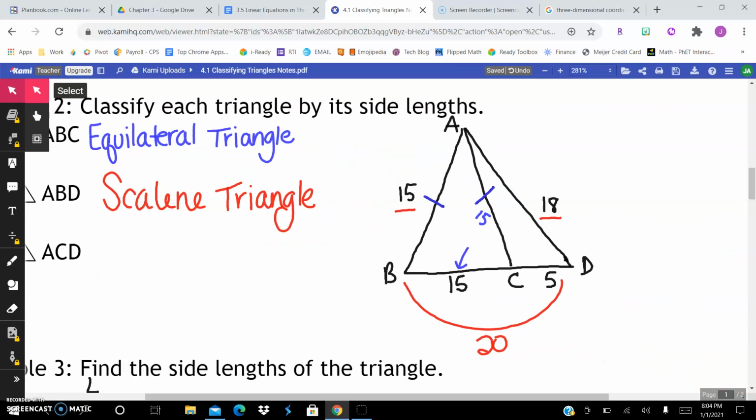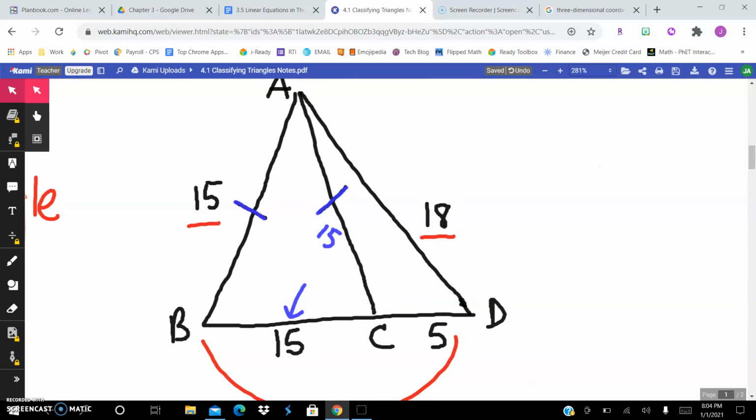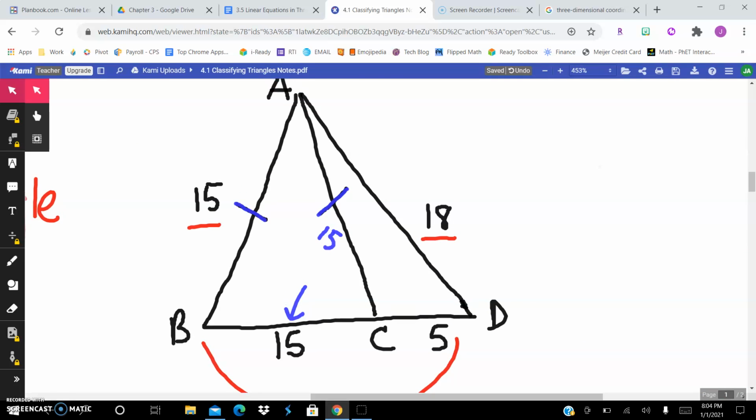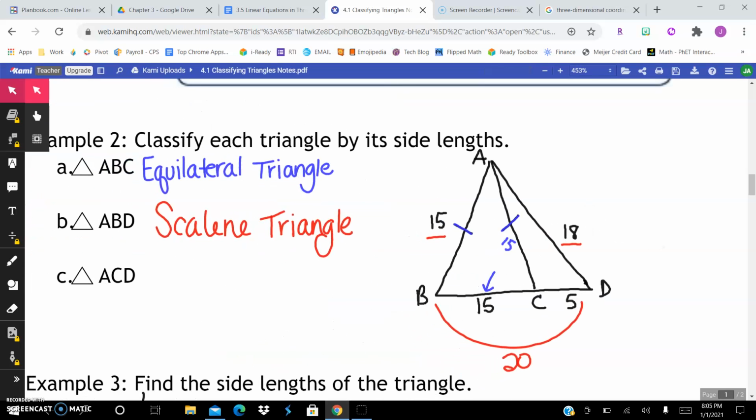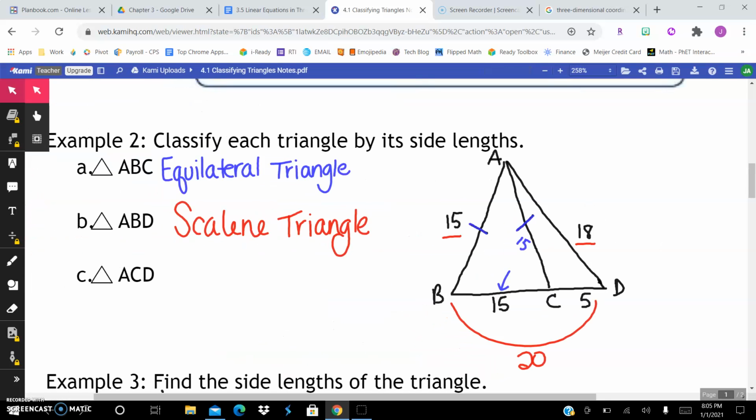And last one is ACD, and that is the little guy over here on the right-hand side. We've already figured out that that middle line going down is 15, and then we have 18 on the right-hand side and 5 at the bottom. And so that means that none of those are the same. So that is also a scalene triangle.